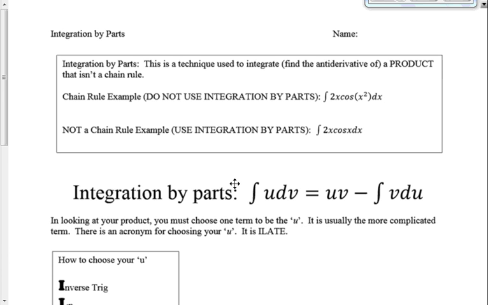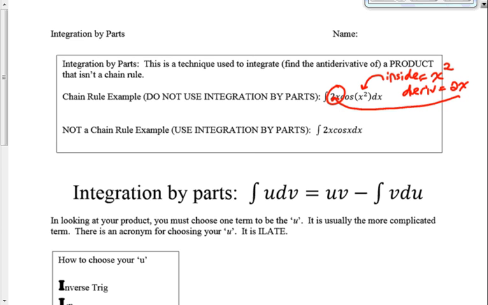Hello, today we are talking about integration by parts. This is a technique that we use for integration, finding an antiderivative, of a product of two terms that isn't a chain rule. This first example is a chain rule example. This is a time we would not use integration by parts: find the antiderivative of 2x cosine of x squared. The inside function is x squared, which means the derivative of the inside would be 2x.